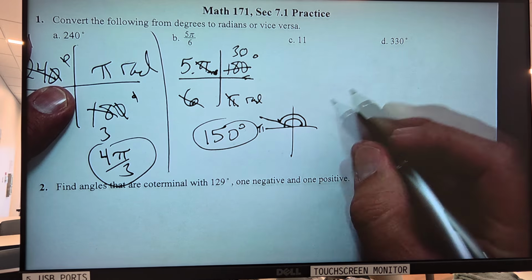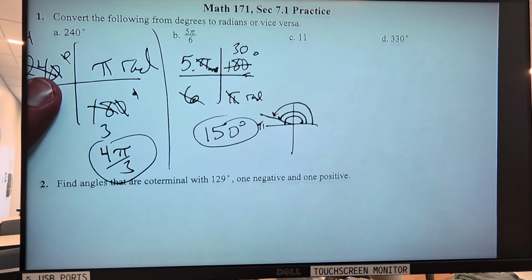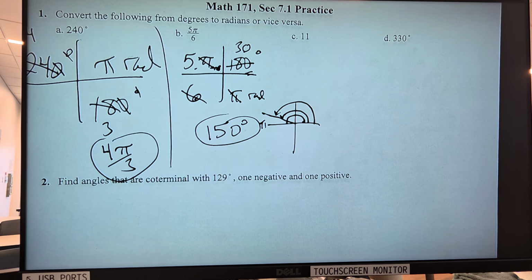I'm like pi over 6 short. And where would 150 degrees be? About 30 degrees short. So you can see visually, that should make sense. They're about in the same place. They're actually exactly in the same place. Okay. Just two different ways to measure the same thing.